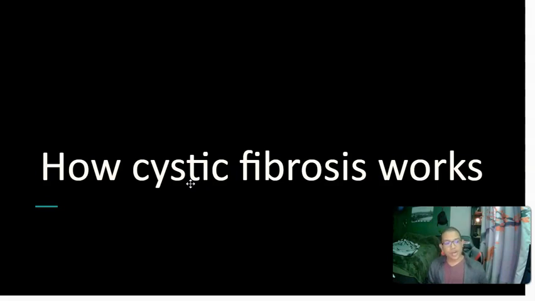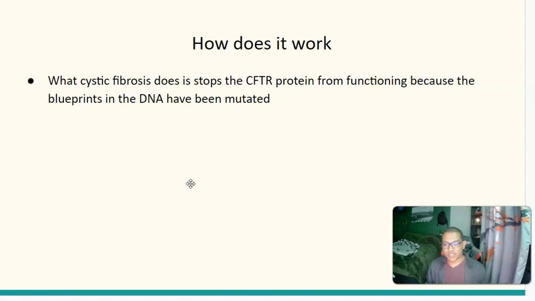I've explained to you what it is. Now let me show you how it works exactly. What cystic fibrosis does is stop the CFTR protein from functioning properly. That's because the blueprints for it have been altered or damaged. If you were to think of it like a contractor, the genes are the blueprints, the map of how to build something. What cystic fibrosis essentially does is alter, change, or destroy those blueprints. So when the body cell goes to build it, there's nothing for it to build, or it builds it incorrectly.